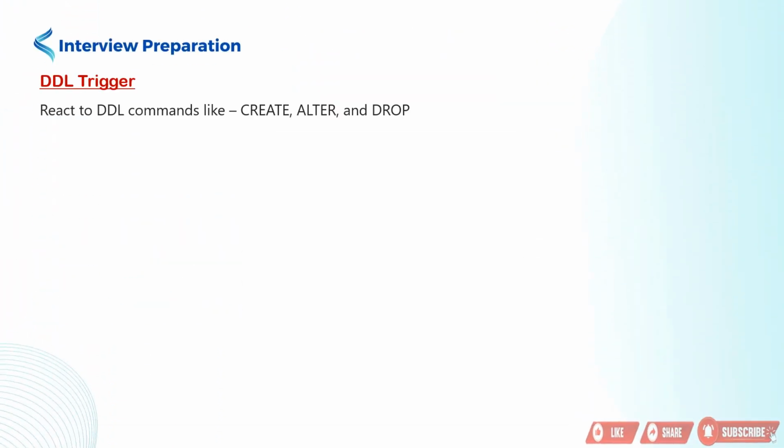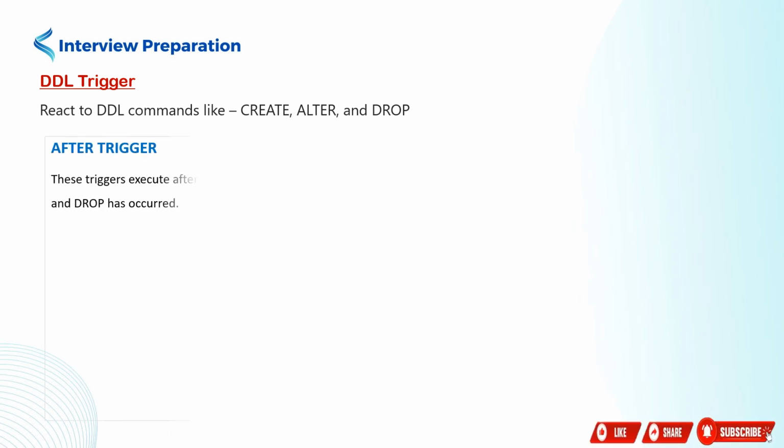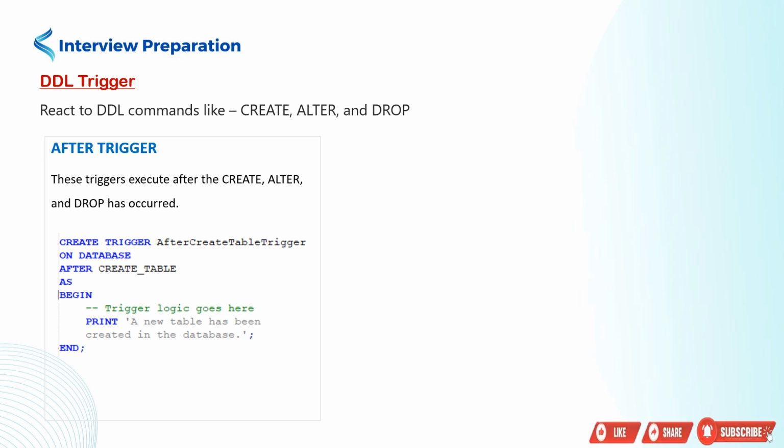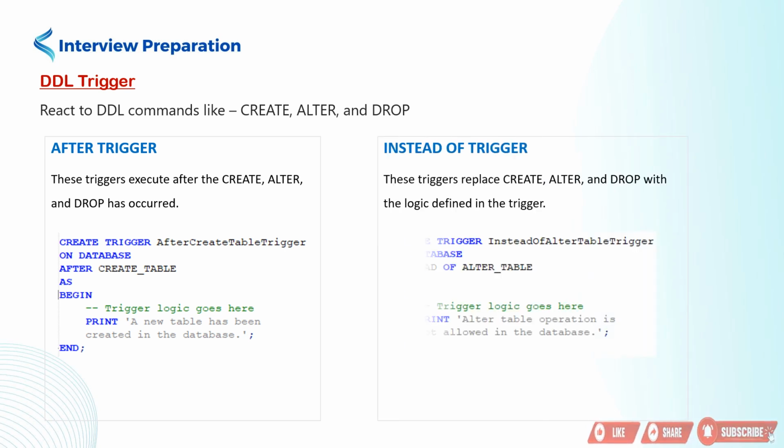Next is DDL triggers. It reacts to DDL commands like create, alter, and drop. Like after creating a table, select a particular record from another table. It has two subtypes. First is after trigger. It executes after the create, alter, or drop has occurred. And second is instead of trigger, it replaces create, alter, and drop with the logic defined in the trigger.